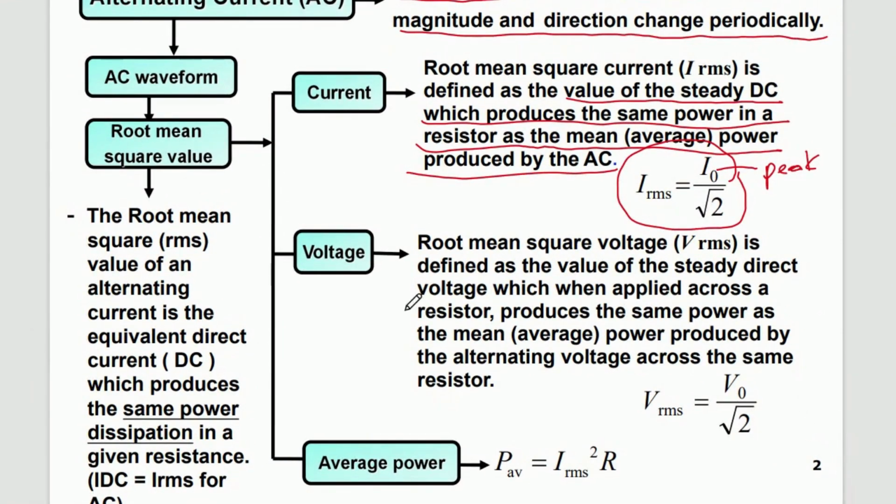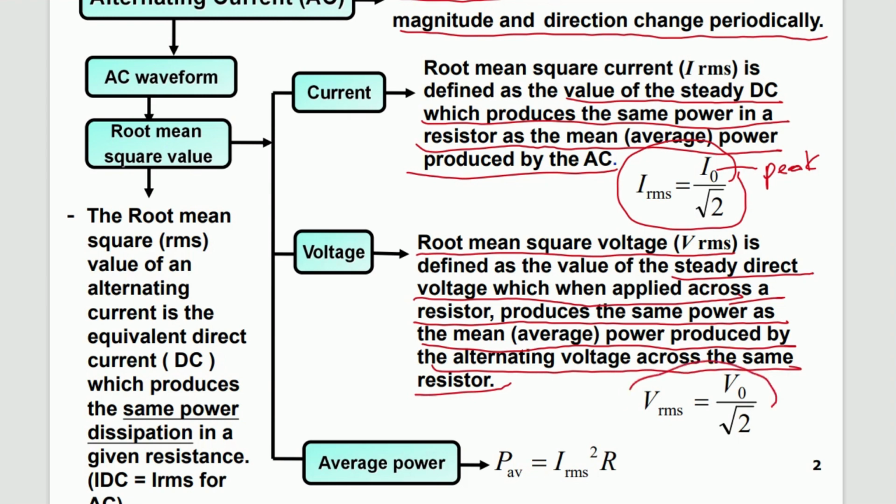Next, we have root mean squared voltage, VRMS. It is defined as the value of the steady direct voltage which, when applied across a resistor, produces the same power as the mean average power produced by the alternating voltage across the same resistor. That is the definition for the root mean squared voltage, VRMS. The equation for VRMS: VRMS equals V0 divided by root 2. V0 is the peak voltage. I0 is the peak current.